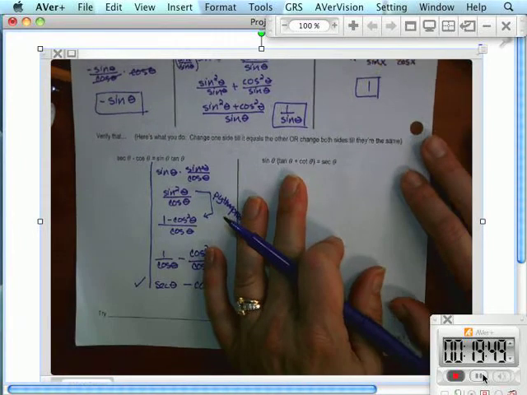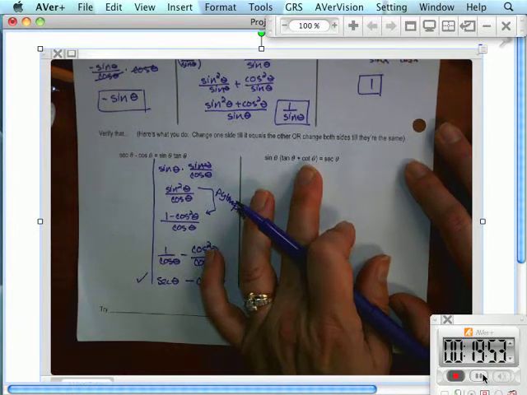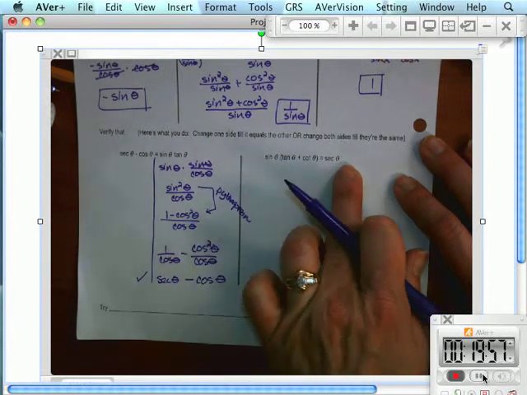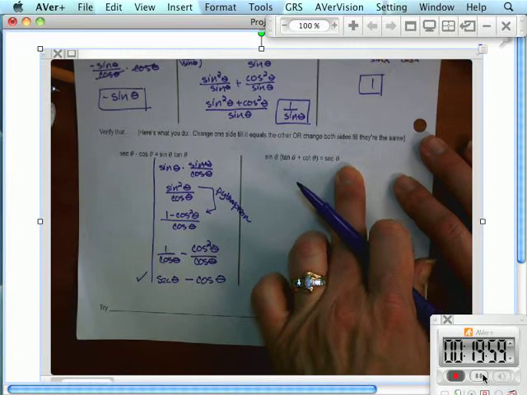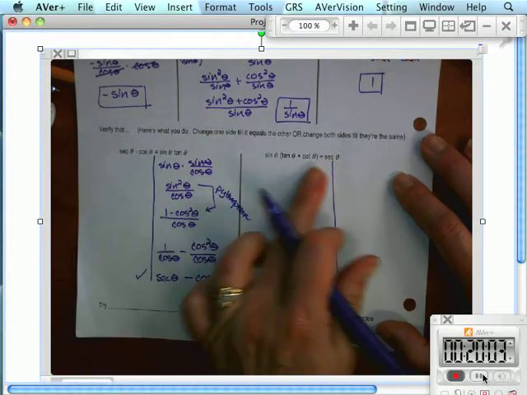Sine of theta times tangent theta plus cotangent theta equals secant of theta. Let's try and make this into the secant of theta. That's what we're going to do. So I'm just going to draw a line here. I'm going to make this side equal that.